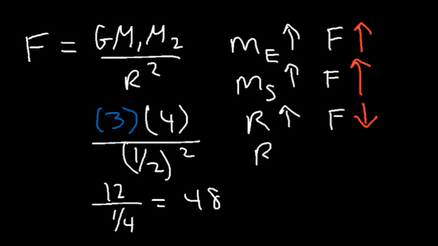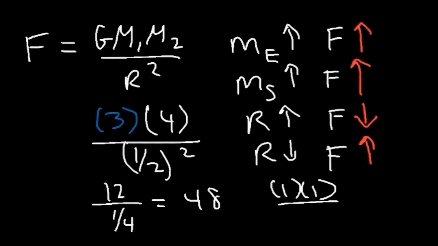So if you decrease the distance between the two large objects, the force will increase. So if you decrease the distance by a third, 1 over 1 over 9, that's 9. The force will increase by a factor of 9. So if you wish to increase the gravitational force, you can either increase the masses of the objects or decrease the distance between them.